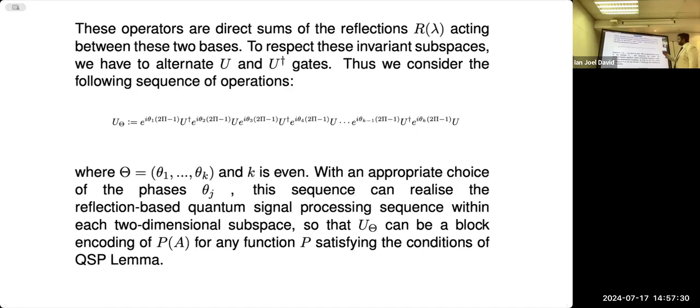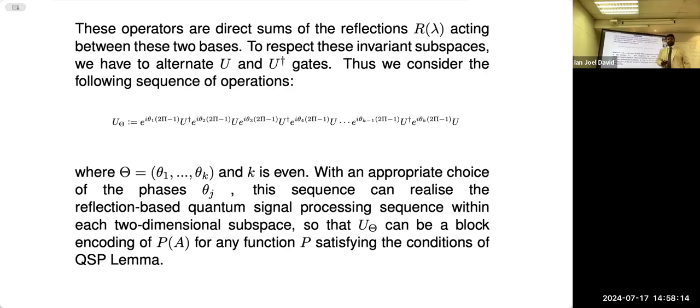And to respect the invariant subspaces, because there will be some subspaces that are invariant under those changes, we have to alternate between applying U and U dagger. And we can consider the following sequence of operations, which will precisely be the qubitization. If you look at the sequence of operations, you have some sort of rotation gate here, a unitary, another rotation gate, and so on and so forth. And this capital Theta is again a tuple of angles, and K should be even. So with the appropriate choice of the phases, this sequence can realize the reflection-based quantum signal processing sequence.